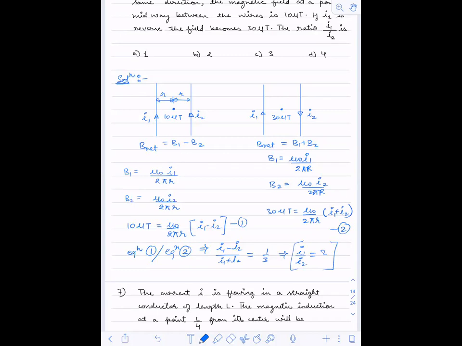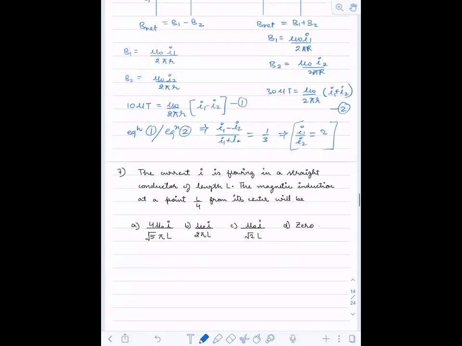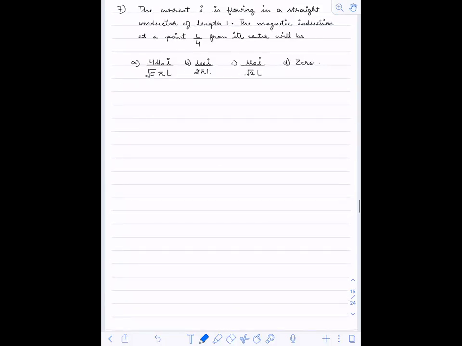Is it okay? Did you understand this sum? Yes. Okay. Question number 7. In this, only question number 7. What is the answer for this? Option A.